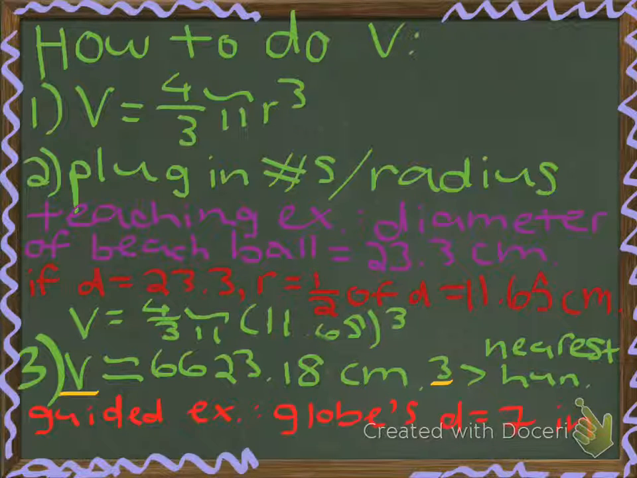Now, I'll give you some time to do the guided example. And the example is a globe's diameter is equal to 7 inches.